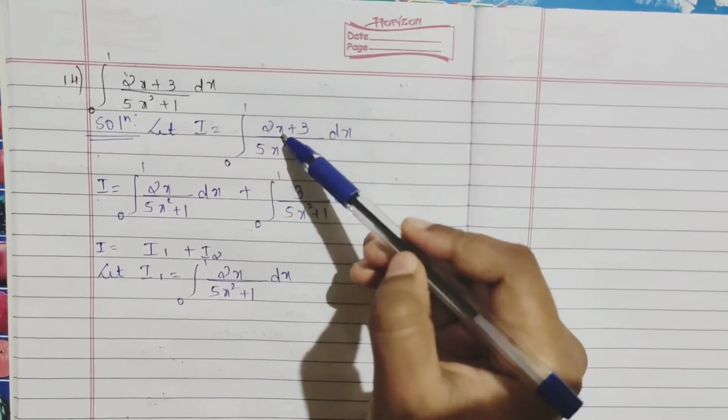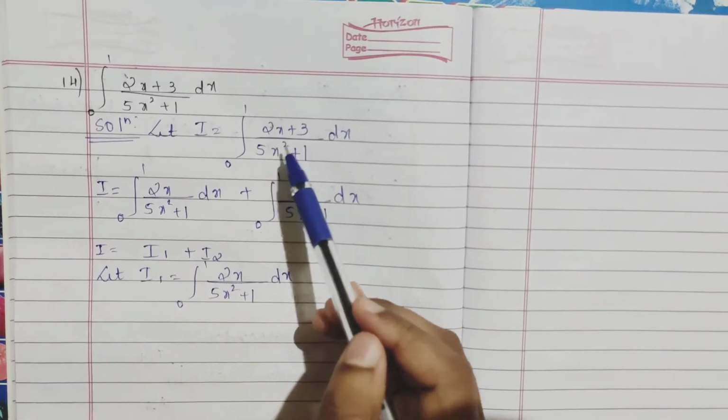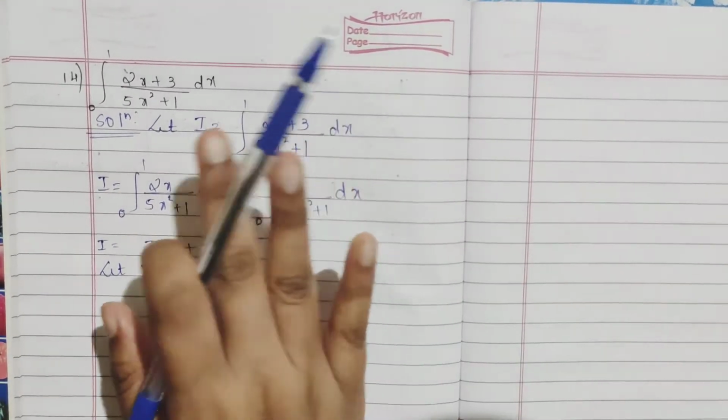So now what will we do? This by this, this by this. We will take two forms. Why? Because with one part you can go by substitution, and for one part you can directly use the formula. So we will do it in two parts.